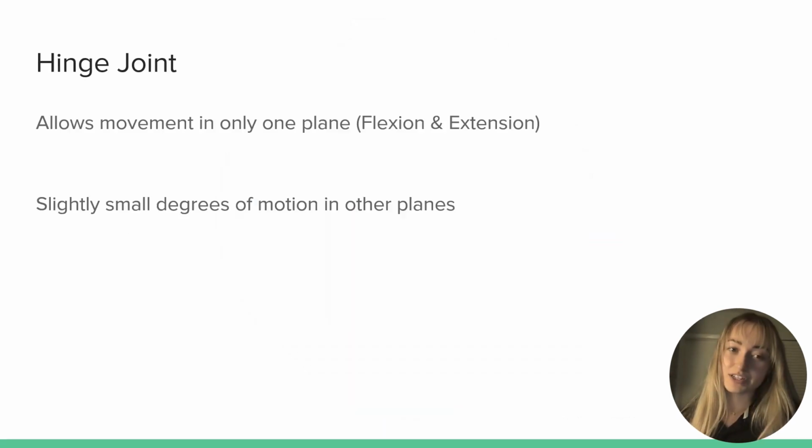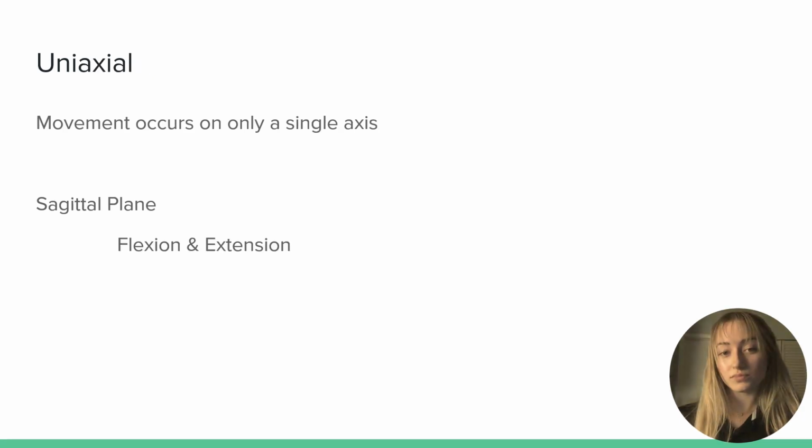The knee is a hinge joint, so it allows movement only in the sagittal plane. That's going to be flexion and extension. There are slightly small degrees of motion in other planes, but not a sufficient amount for it to be considered any other joint. The knee joint is uniaxial, meaning it's only going to occur again on a single axis. That's going to be the sagittal plane with flexion and extension.